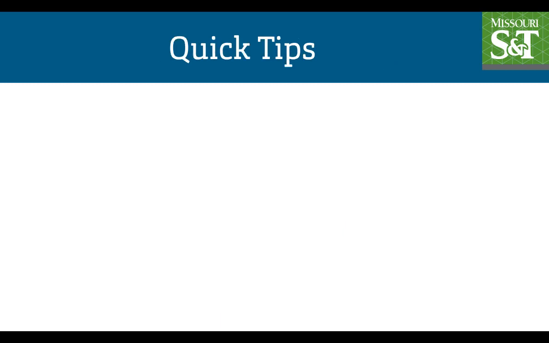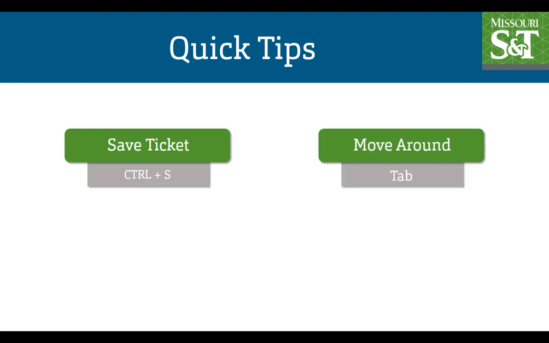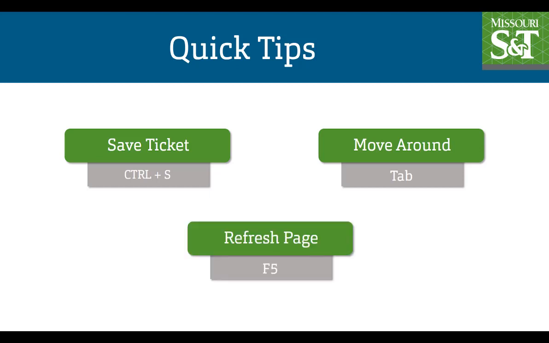So within the Cherwell desktop client, we are able to use keyboard shortcuts to get the job done. You can save a ticket by pressing Control S, and you can move about the ticket by pressing the Tab button. And lastly, you can refresh your page by pressing the F5 button.